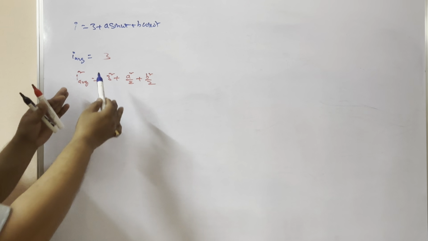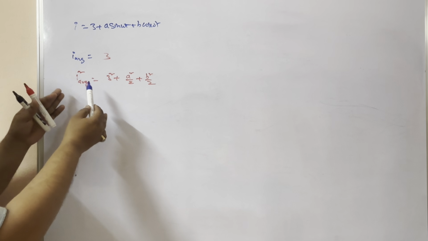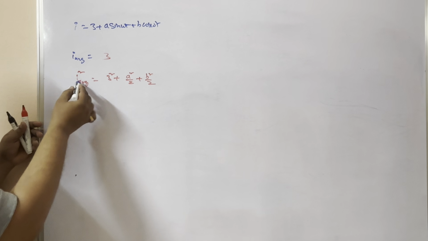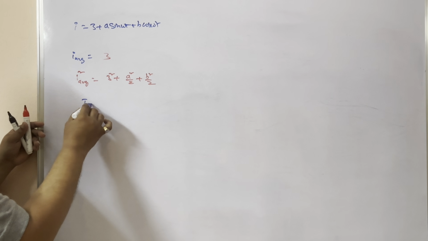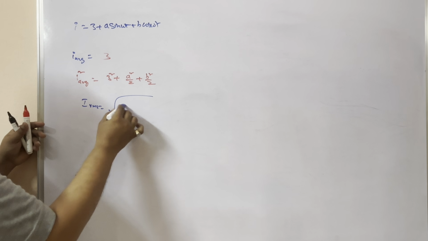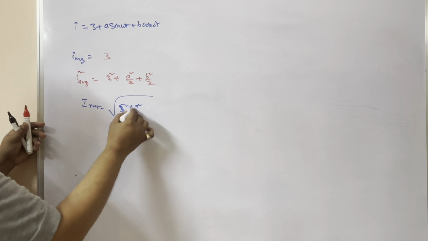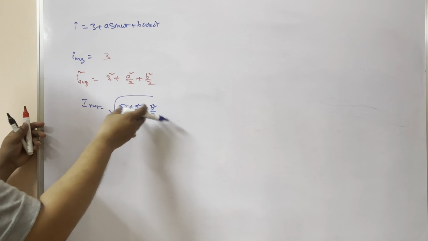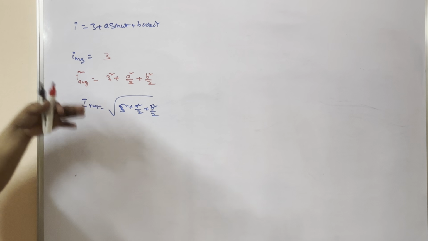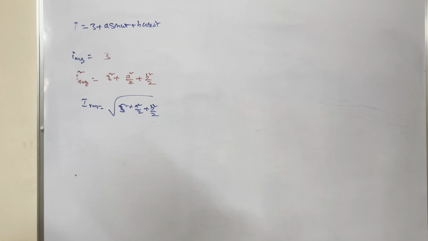What is the difference between mean square and RMS value? For this we are going to apply a root. Once we apply the root, that is IRMS. That is going to be root of 3 square plus a square by 2 plus b square by 2. If the root is there, that is RMS. If the root is not there, that is the mean square value, isn't it? So like that you can remember very easily.